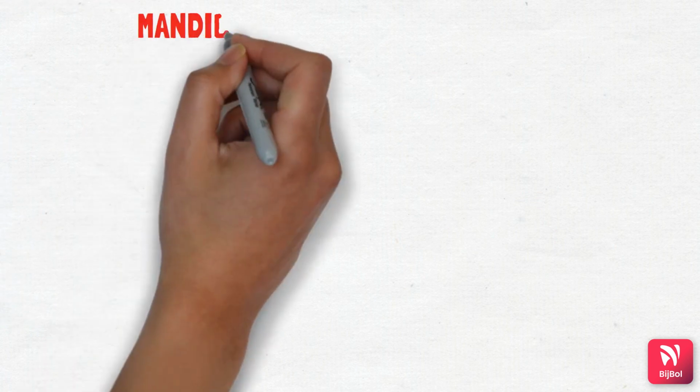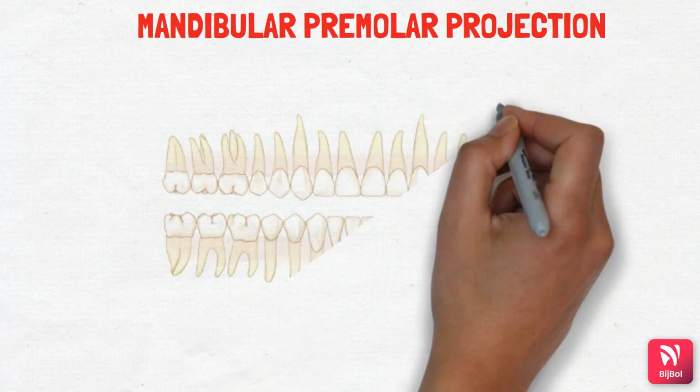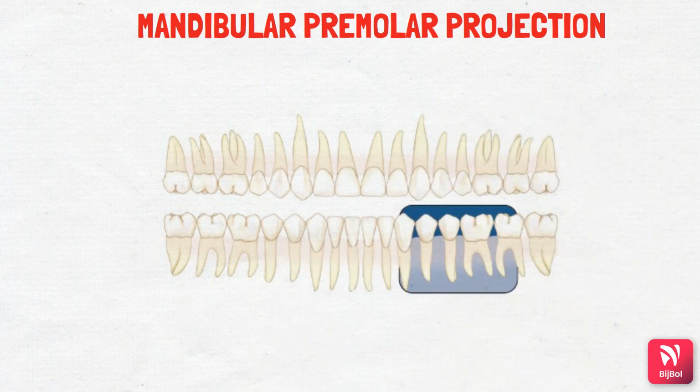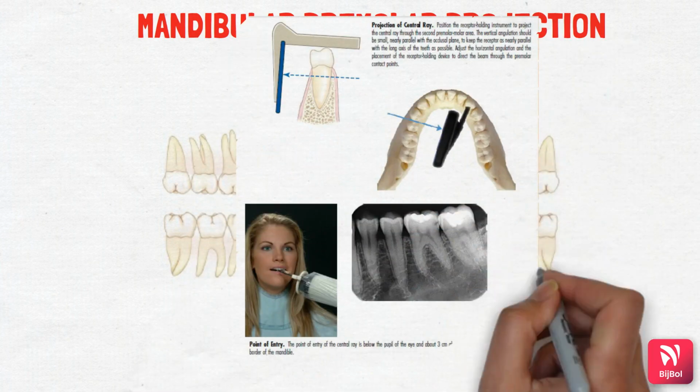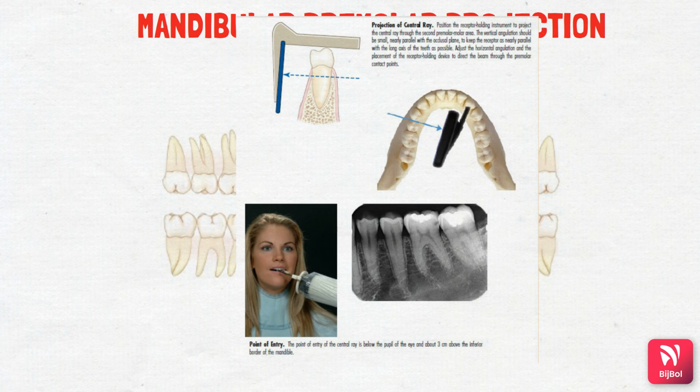Our next projection is mandibular premolar projection. Position the receptor holding instrument to project the central ray through the second premolar area. Vertical angulation should be small, nearly parallel with the occlusal plane, to keep the receptor as nearly parallel with the long axis of the teeth as possible. Adjust the horizontal angulation and the placement of the receptor holding device to direct the beam through the premolar contact points as shown in the dried mandibular skull in the figure.